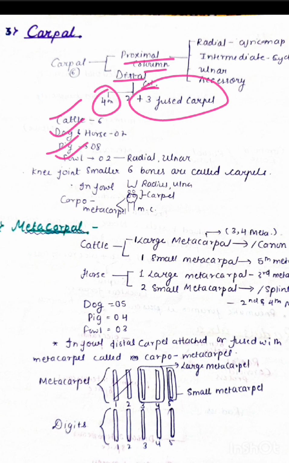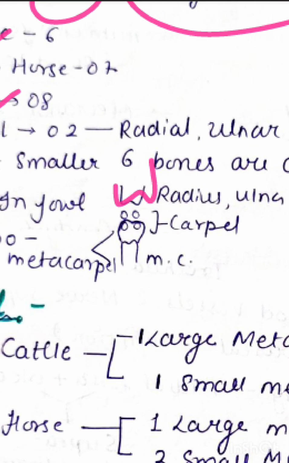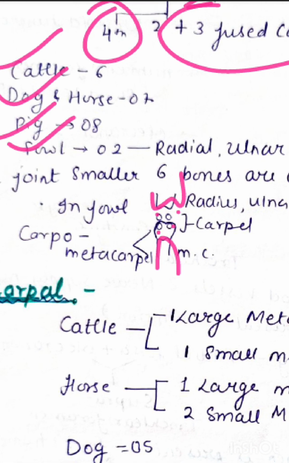In fowl, this is the radius, ulna, and these are the carpals, and this is the metacarpal, and this joint is known as the carpometacarpal joint in fowl.